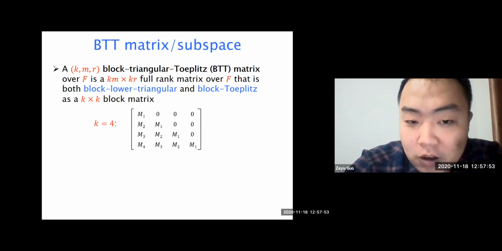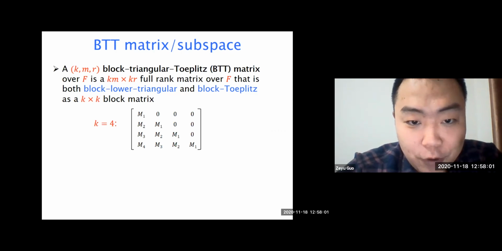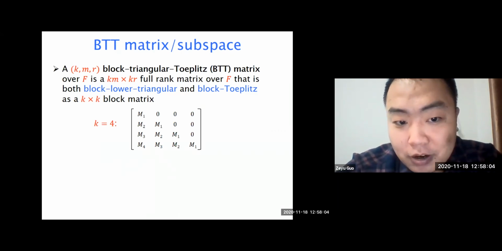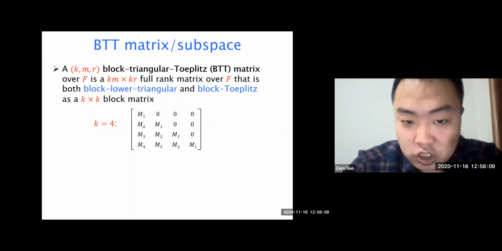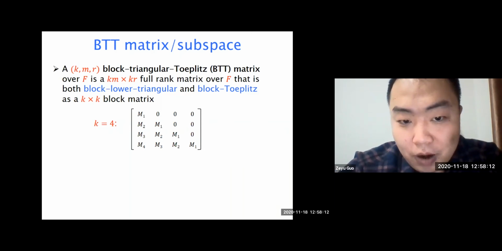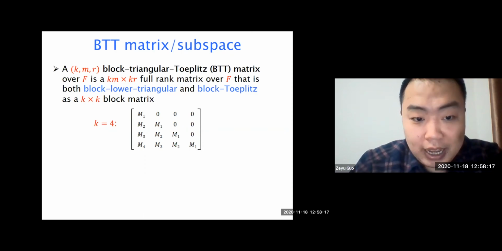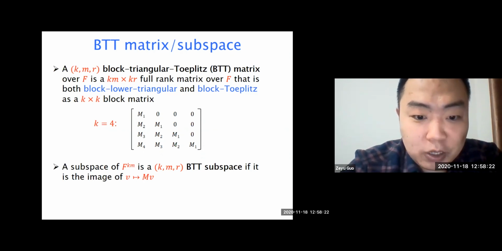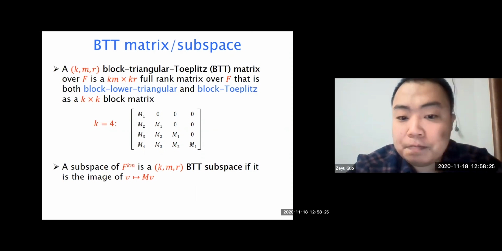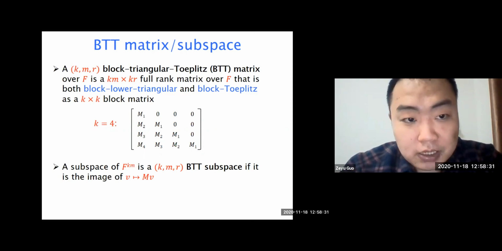It's a 4 by 4 block matrix where each block is an m by r matrix, and it has full rank, which is equivalent to M1 being full rank. And you can see it's block triangular. So if you write it as a block matrix, it's triangular. And it's block Toeplitz, meaning that for each diagonal, the blocks have the same value. So this is a definition of a BTT matrix. And we define a BTT subspace to be the image of the BTT matrix, regarded as a linear map. Okay, so this is the definition of BTT matrix and BTT subspace.